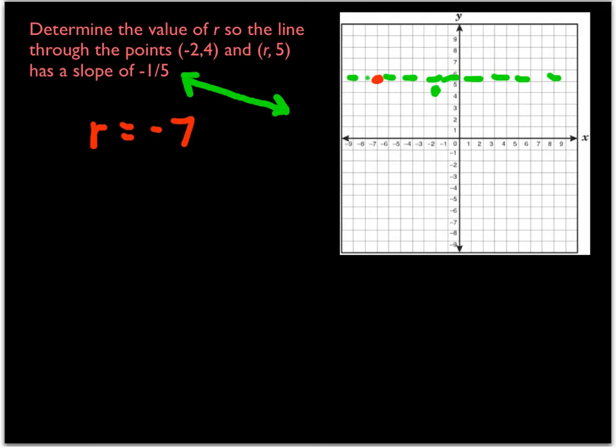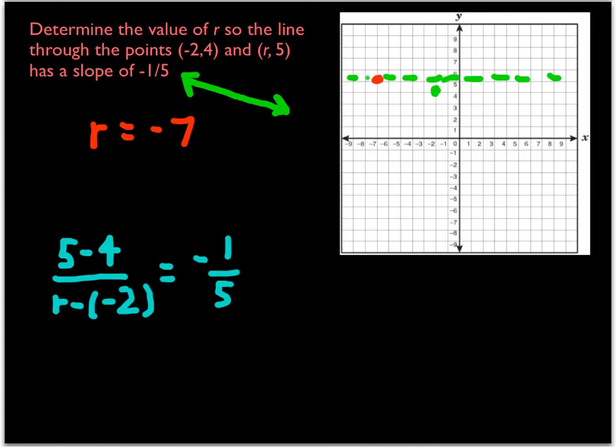Now there is an algebraic way of approaching this one. I can show you what that is really quick. We know again that our slope is change in y over change in x. So I could write y2 minus y1 as 5 minus 4. That's my two y values. And then r minus negative 2, that's my two x values that we see there. And I know that that has to equal negative 1/5. So really I end up with a little proportion here. It would be 1 over r plus 2 equals negative 1/5, like that.